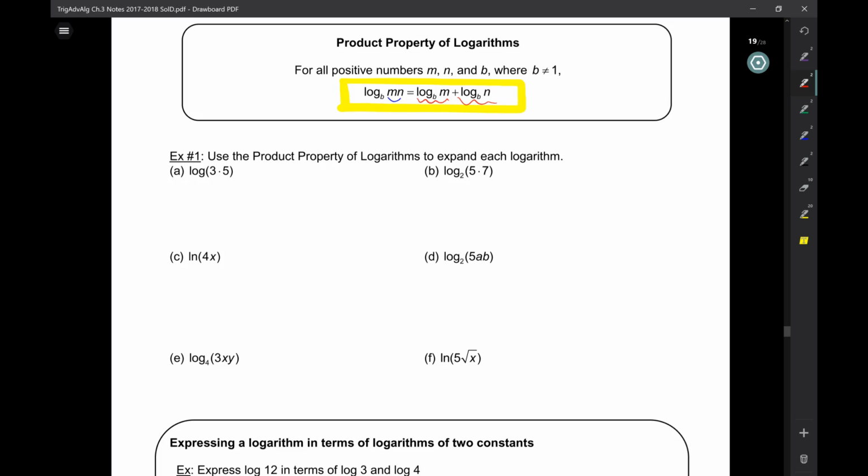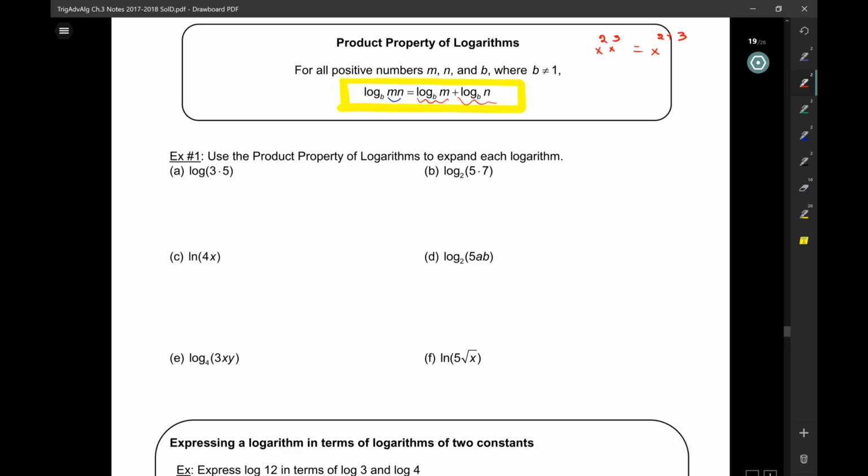What is a logarithm? A logarithm is a what? It's an exponent. So if a logarithm is an exponent, right? Now if I had, let's say, x squared times x cubed, what do I do to those exponents? You add them, right? This is going to be x to the power of 2 plus 3.